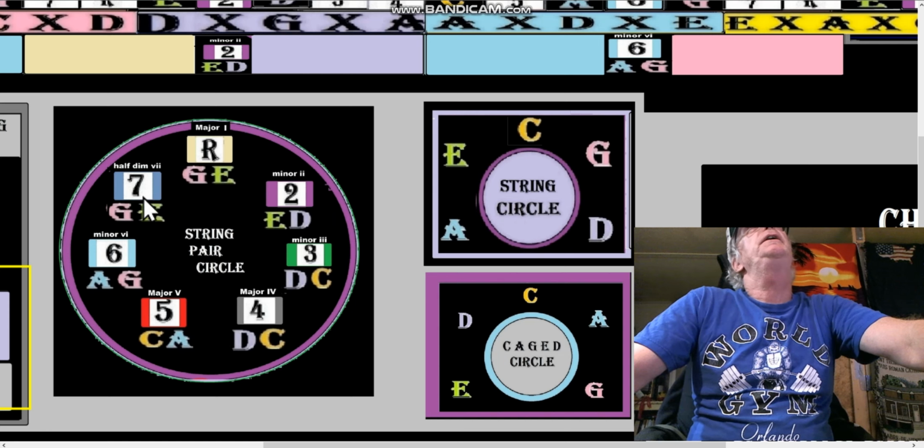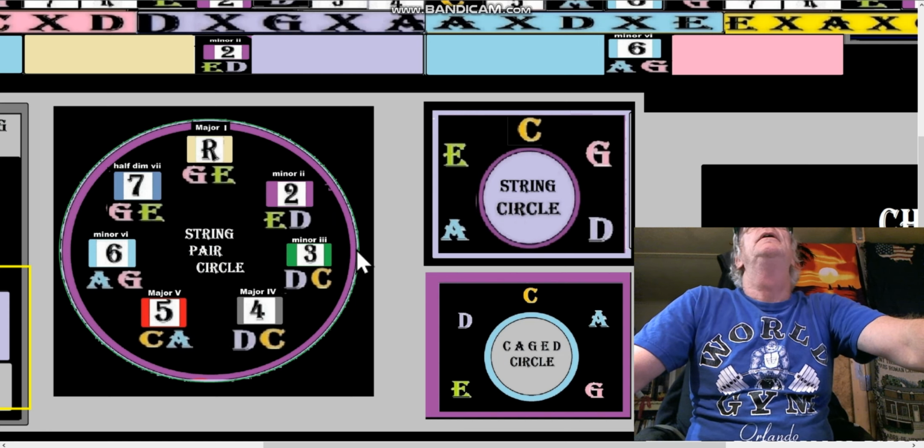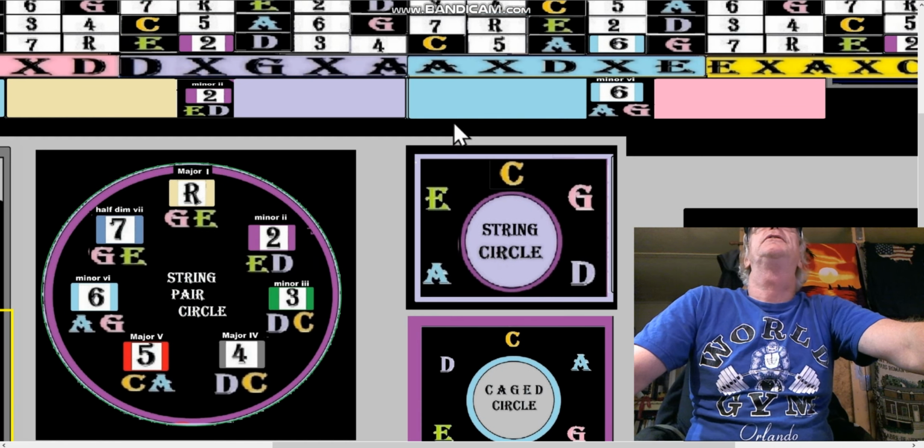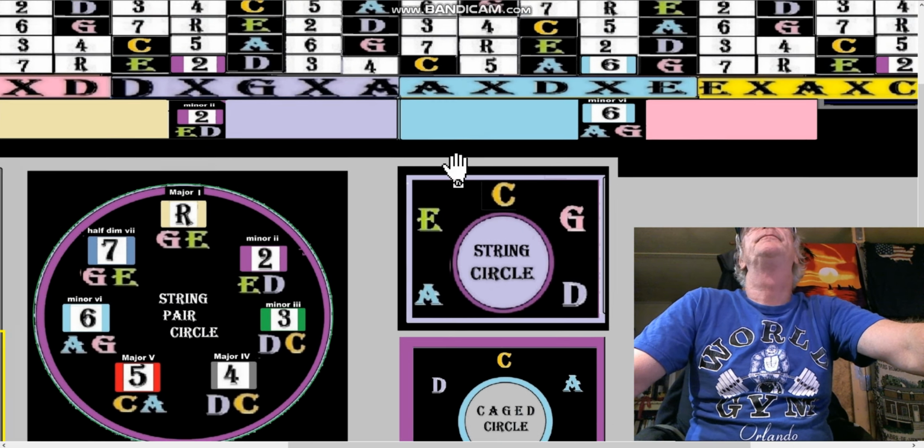So that's what the string pair circle is. It can target an individual note. Okay, let's try one that's one of the double notes. So let's just try root. Root is GE. Just remember GE.